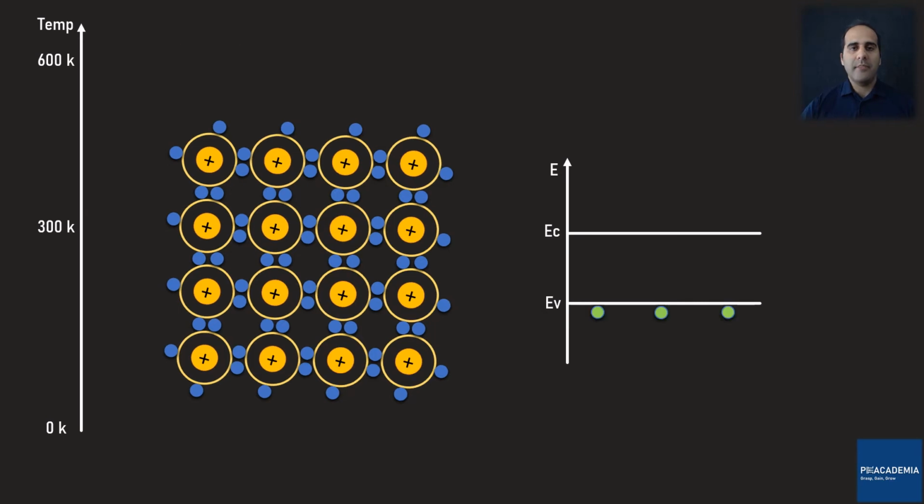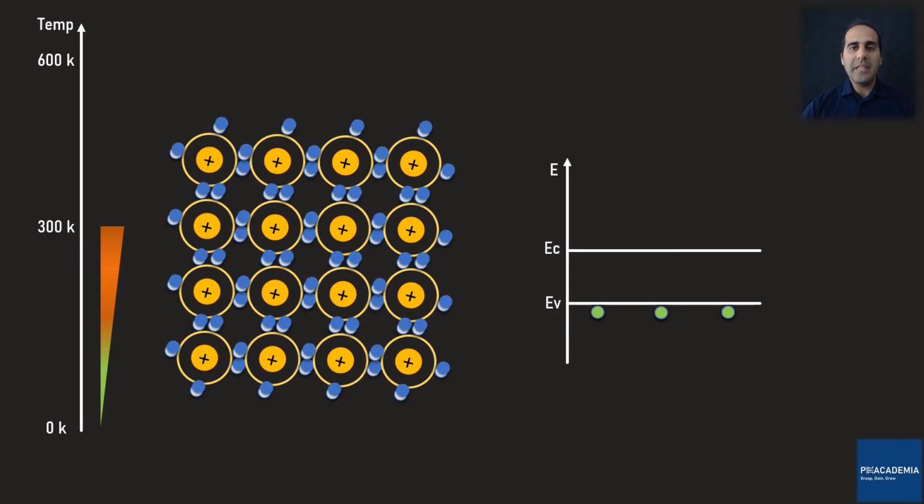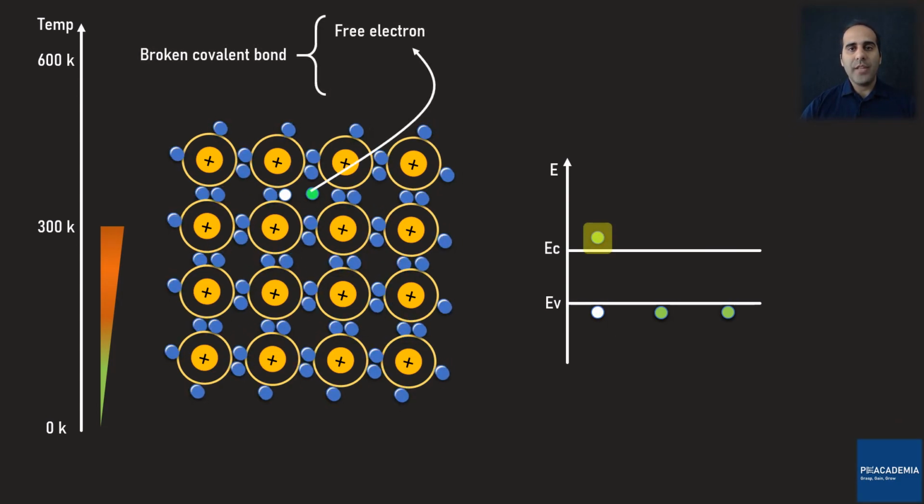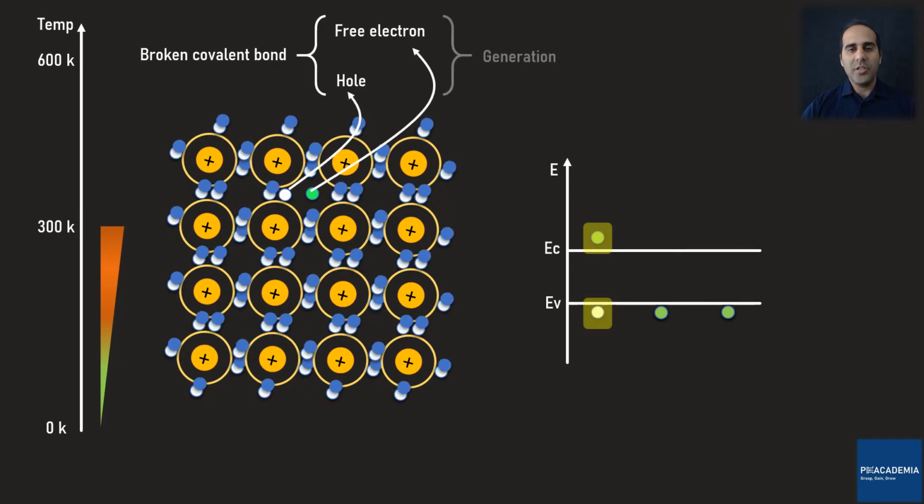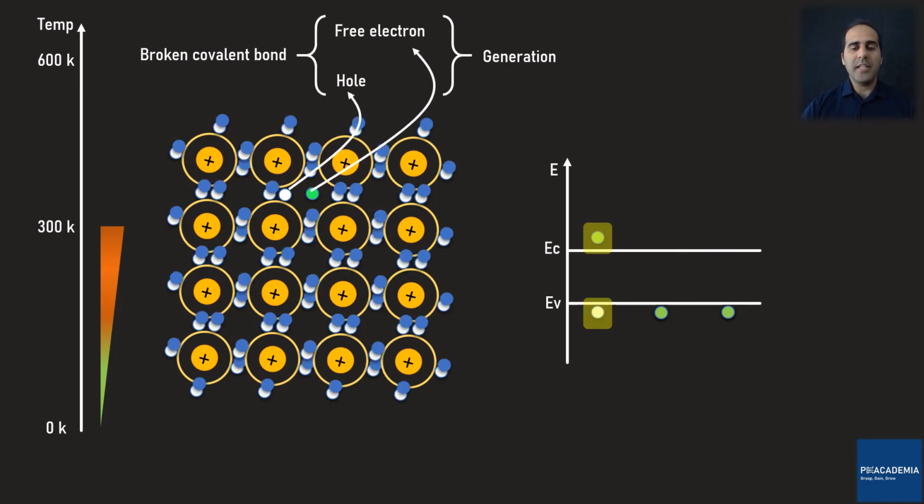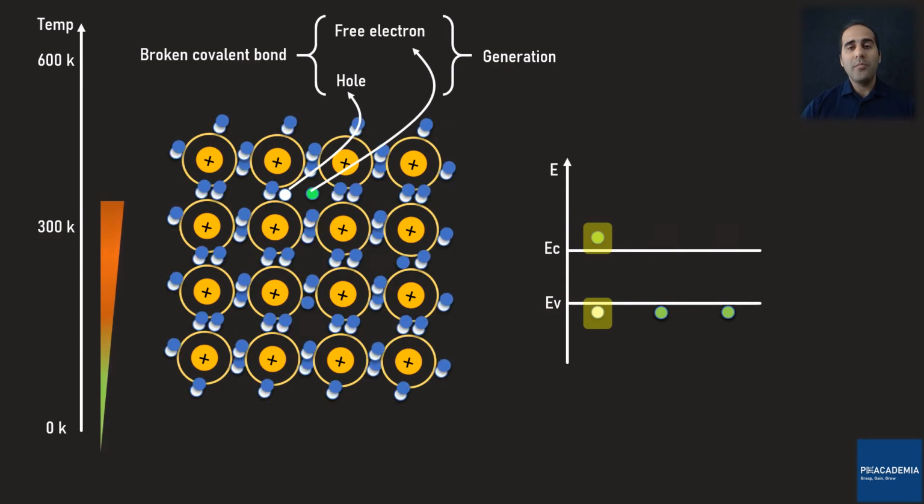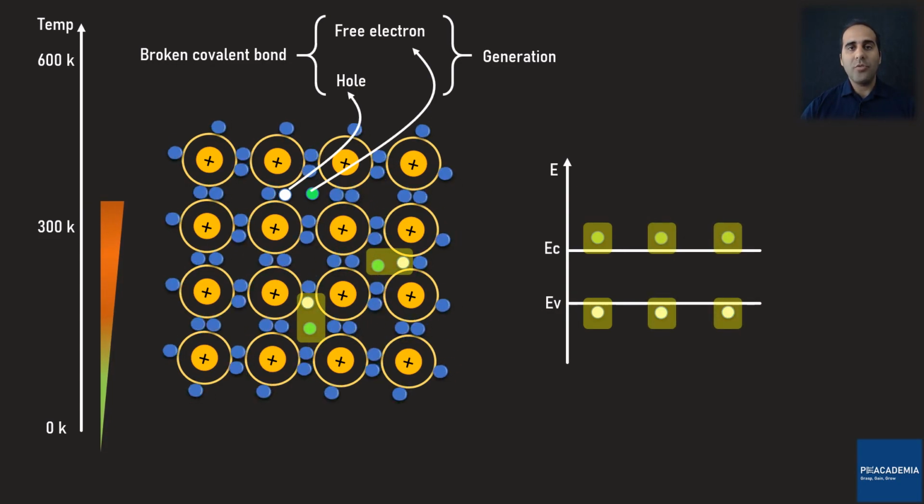When the temperature is increased, let's say to room temperature, the band gap decreases and electrons gain energy and start to wobble. As a result of this energy, some of the covalent bonds are broken. A broken covalent bond yields a free electron and a hole. This process is called generation. So in the generation process, two kinds of charge carriers are generated, electrons and holes. If the temperature is raised even more, more covalent bonds are broken and therefore more free electrons and holes are generated.